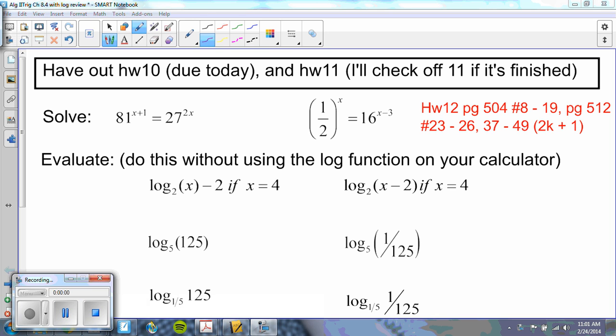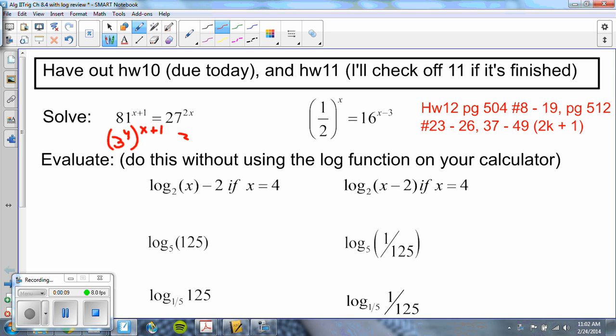I'm going to solve this one by getting a common base. 81 is 3 to the 4th. 27 is 3 to the 3rd. So this becomes, I can drop the 3's while I can distribute the powers. I distribute these powers, so it's 4x plus 4.